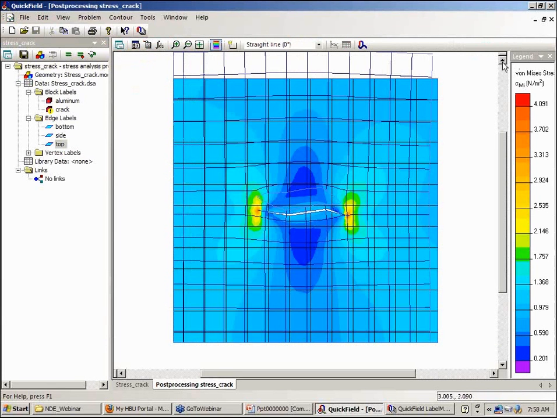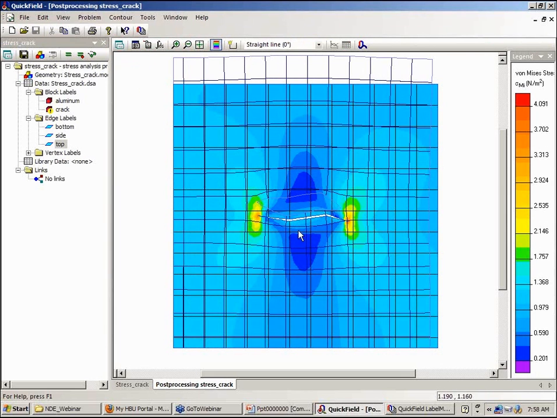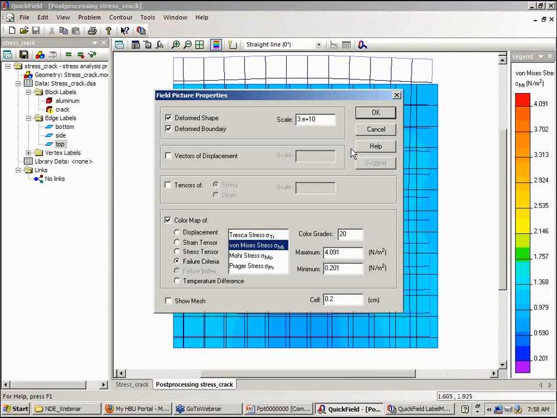Now, what this is showing is the deformed boundary as we're pulling our sample up, and we look at our field picture properties. The deformed shape is times 3 times 10 to the 10, so we can actually visualize it. We wouldn't be able to visualize the actual displacement here, so this has been multiplied by a scale factor.